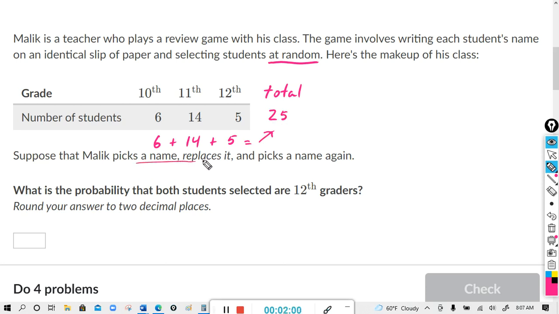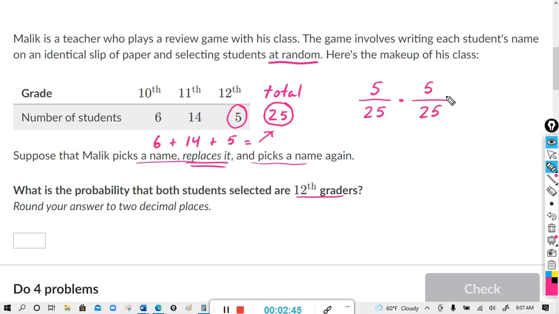So he picks a name, replaces it, and picks again. So we have a fraction for the first pick, and we're gonna multiply that by the fraction for the second pick. Okay. So the first pick, he's selecting from 25 students, and he wants to select a 12th grader, so he's selecting 5 out of 25. Okay, and now it says that he replaces it. Okay, so the second pick, the probability is going to be exactly the same. It's going to be 5 out of 25 again.